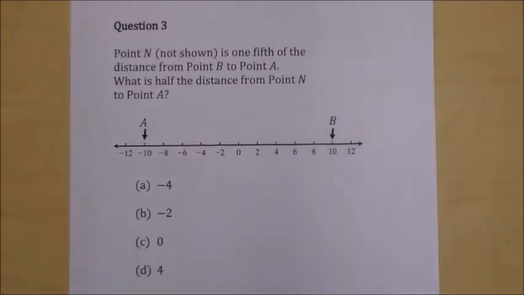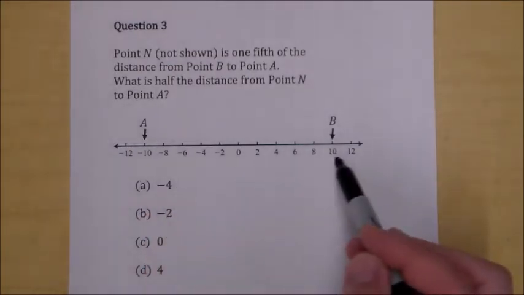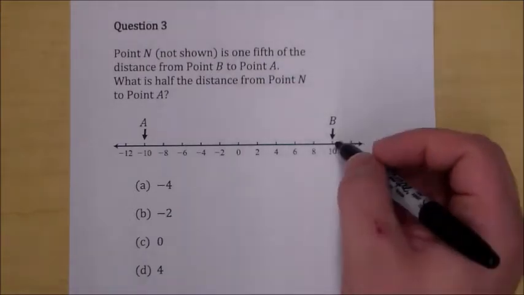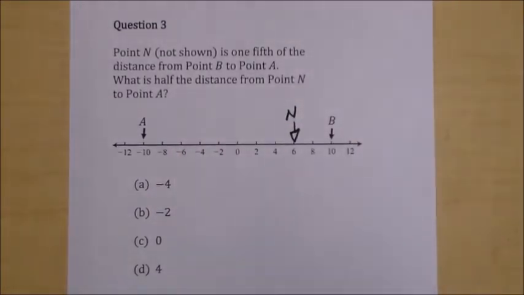That's easy. Question 3, point N, not shown, is 1/5 of the distance from point B to point A. So B to A, we're going 1/5 of the distance. We have 20 numbers to go through. 1/5 of 20 is 4, so we're going 4 towards A, 10 to 6.